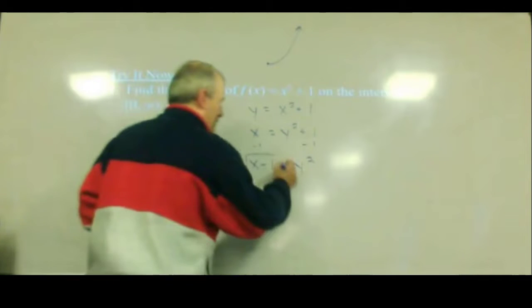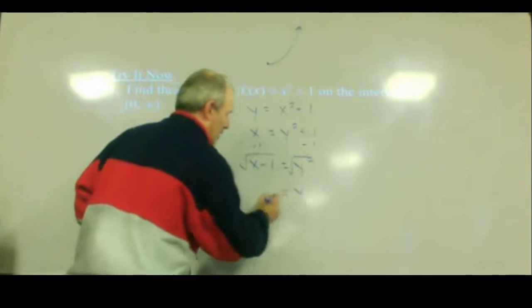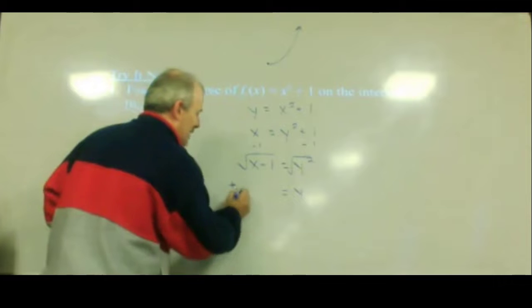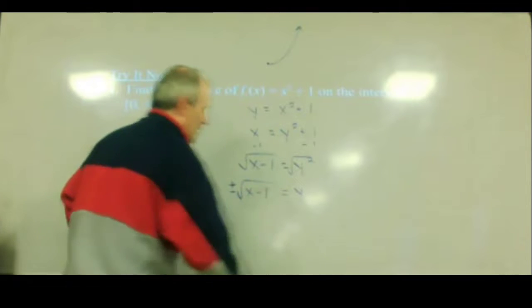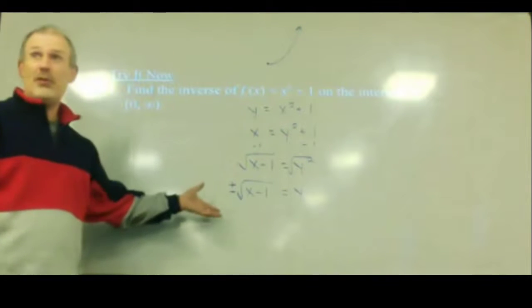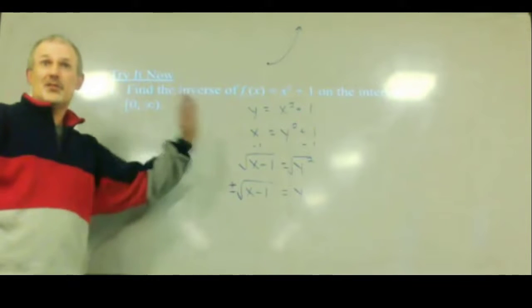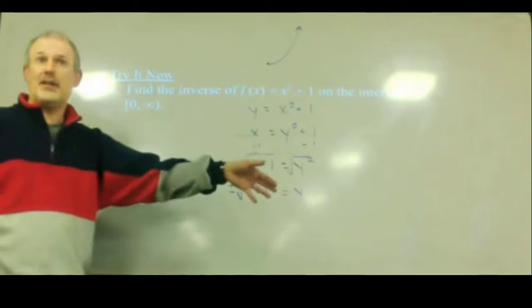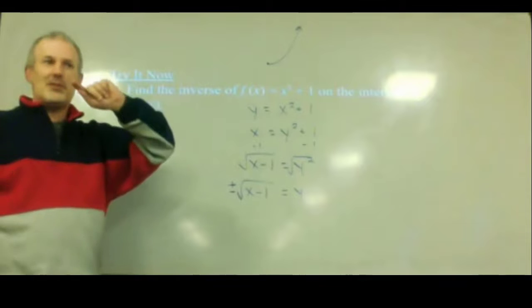Square root of both sides. So y equals, now we still have this plus or minus, but I'm going to show you what we do with it. So algebraically, this is what we would get, right? Plus or minus, square root of x minus 1 equals y.